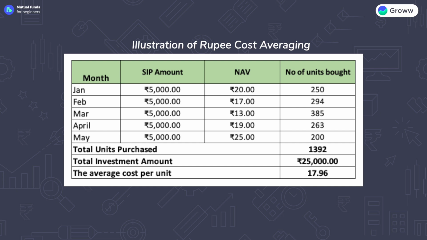In the next 2 months, when the NAV goes up, the investor gets a lesser number of units. So over the span of 5 months, the investor has got a total of 1,392 units, and of course, the investment amount is 25,000 rupees. Now, the average price per unit is 17.96 rupees, which means when the NAV of this fund is 25 rupees, the investor is already in gains.